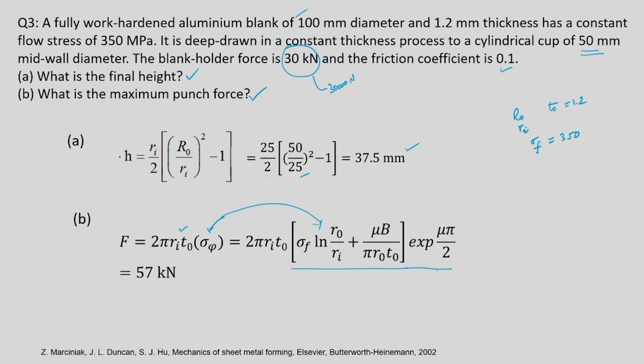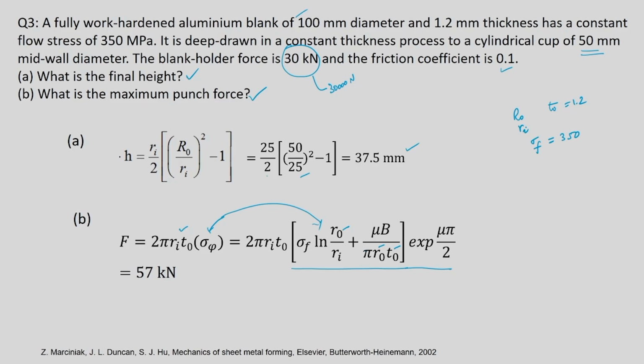Okay, this particular one. Sigma phi is nothing but sigma f ln of R naught by Ri plus mu b by pi R naught T naught into exponential mu pi by 2. This, we made it in general now. We removed 1 by eta before this. So, 1 by eta was there for the derivation that we have removed, and then we kept a sigma f average, which is also removed now. So, okay, all are removed, and then it has gone back to R naught and T naught.